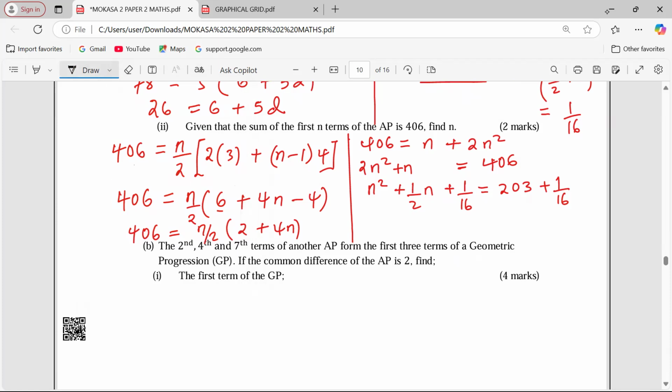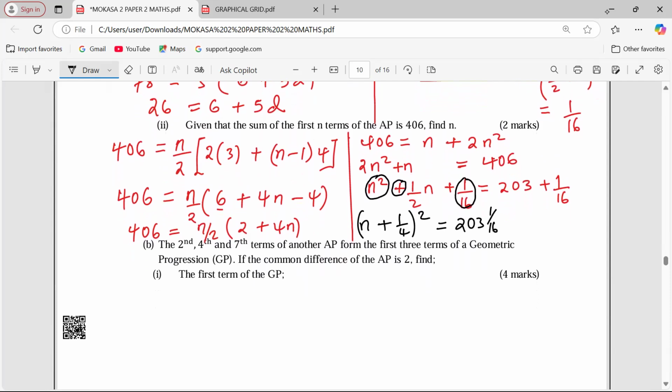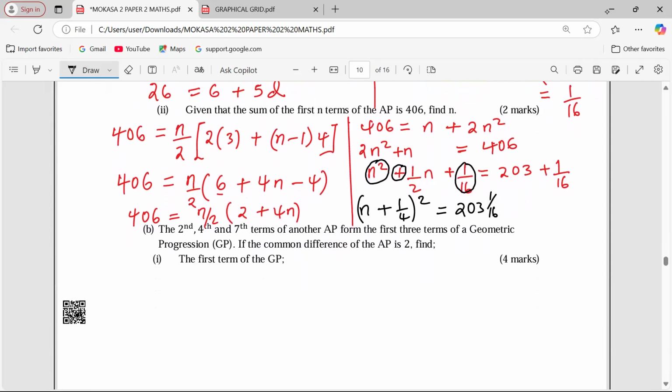To factorize a perfect square, you just take the square root of the first term, which is n, the sign that follows, which is a plus, the square root of the constant, which is a quarter, squared. This one is fully factorized. Equal to 2, 0, 3, and a 6. Now, the next thing that we shall do here is to find square root for both sides.